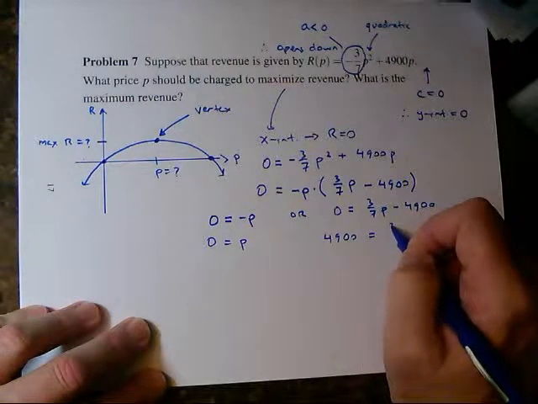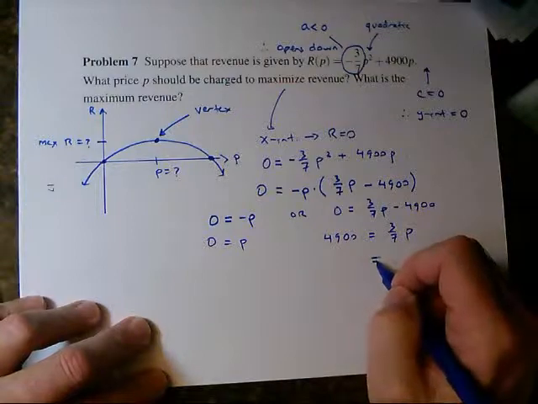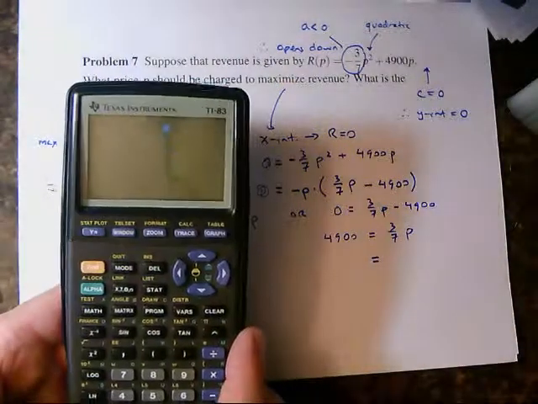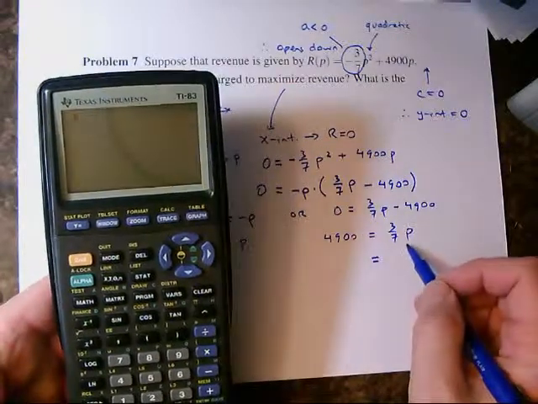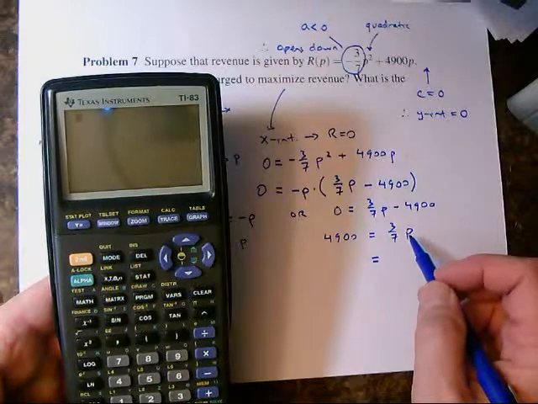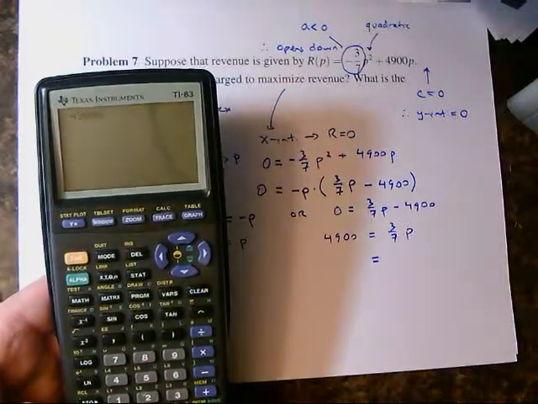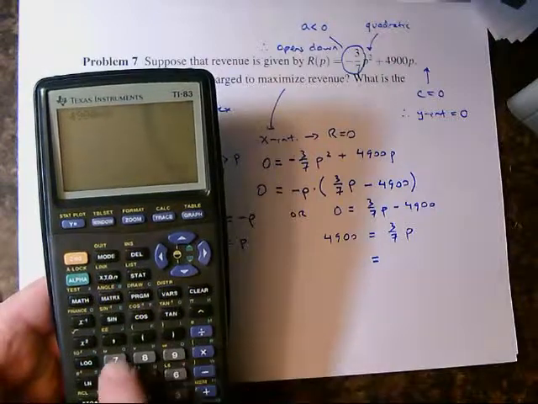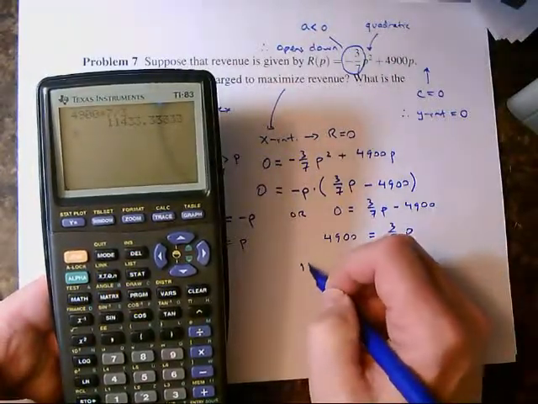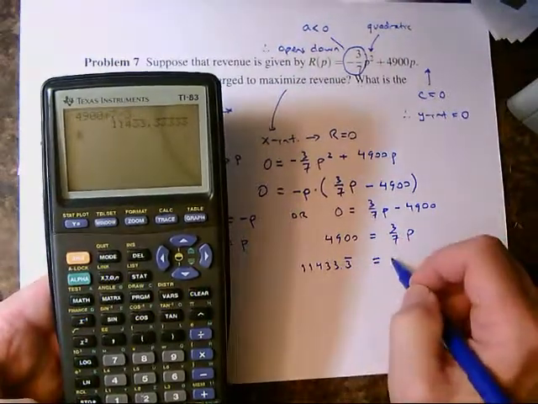4900 equals 3/7 P, adding 4900 to both sides. And then multiply both sides of the equation by the reciprocal of 3/7, which is 7/3: 4900 times 7 divided by 3. We get 11433.33, and what remains is P.